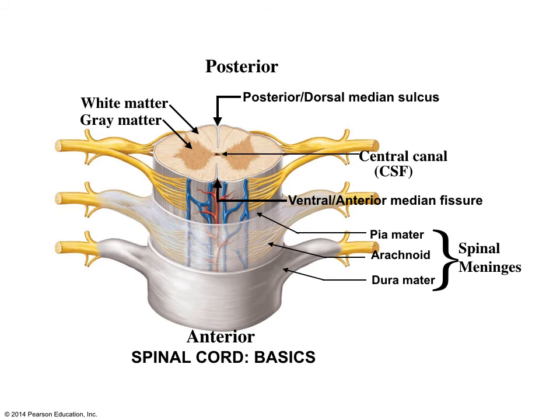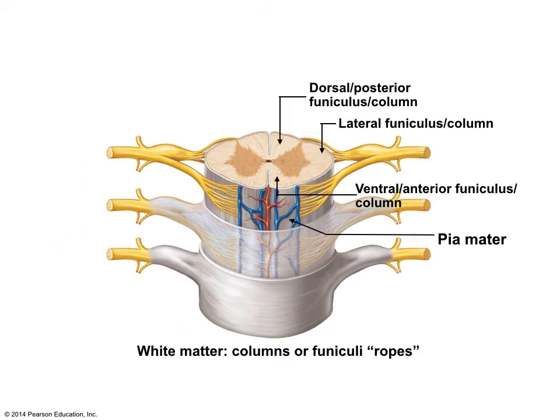Spinal cord basics. Outer white matter, deeper gray matter, sort of in the form of a butterfly, central canal in the middle, containing CSF. The posterior indent is the posterior or dorsal median sulcus. In the front, the deeper indentation is the ventral or anterior median fissure. White matter is in the form of columns or funiculi. A funiculus is a rope.